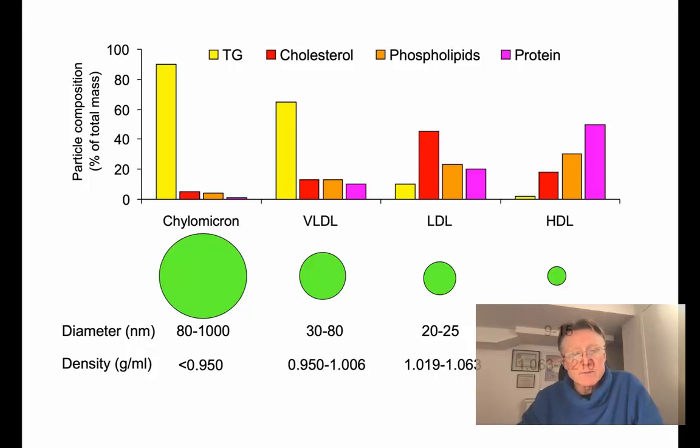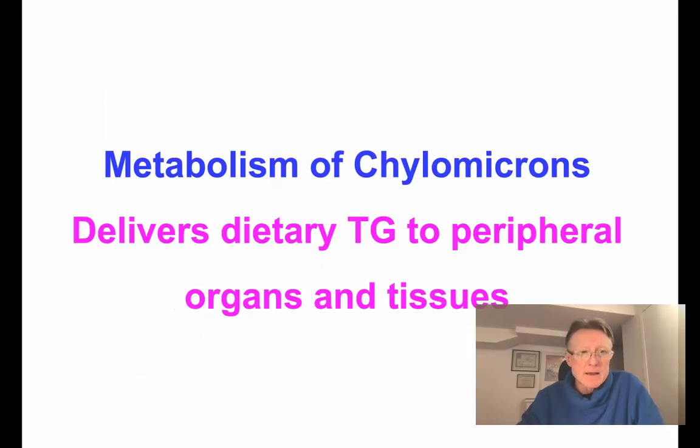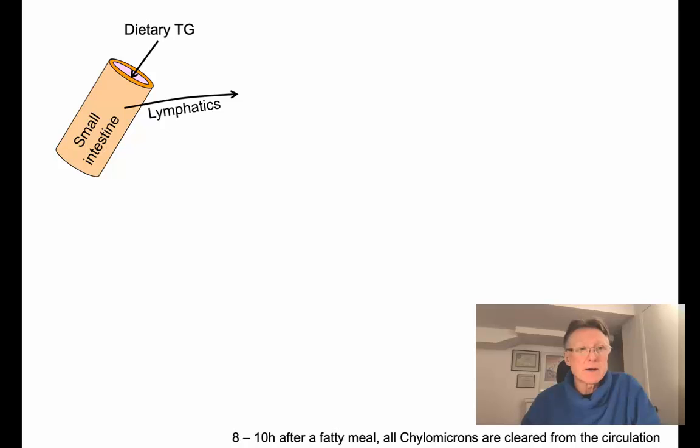So we're going to start with metabolism of chylomicrons, which, as we know, delivers dietary triglycerides to peripheral organs and tissues. So how does chylomicron actually do that? So we start with production of chylomicrons. As you can see in this slide, we are going to build up the whole story. So approximately 8 to 10 hours after a fatty meal, all chylomicrons are cleared from circulation. But how does that happen?